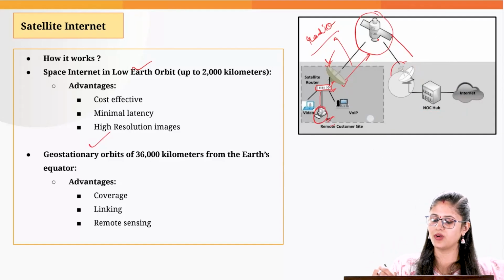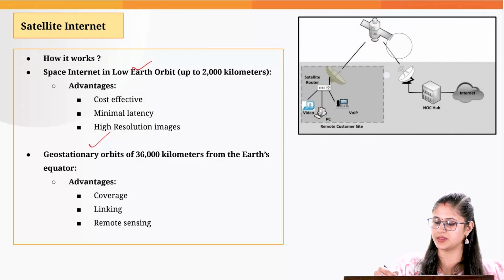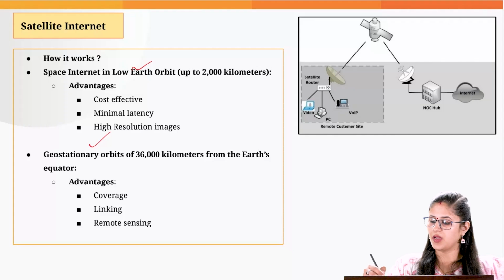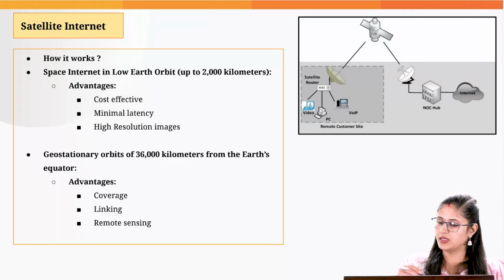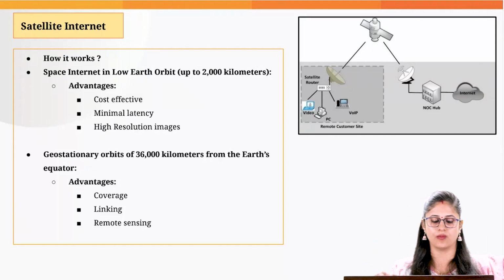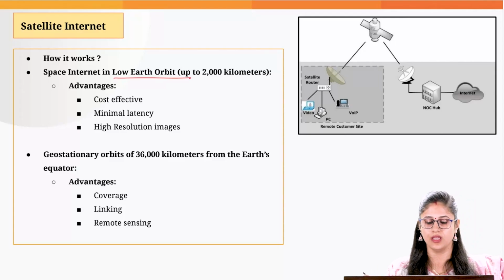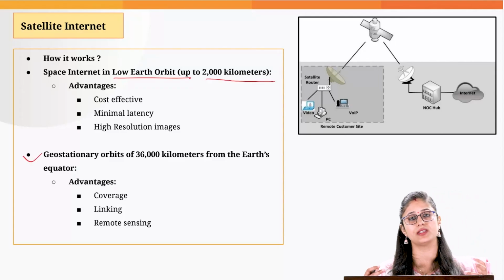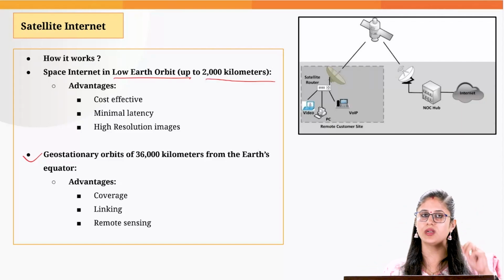Herein we are not making use of optical fibers. We are making use of a satellite which is there in space. Now, as I told you, we can place this satellite in two orbits. One is lower Earth orbit, which is up to 2000 km. The other is the geostationary orbit. What are the advantages if I place a satellite in the lower Earth orbit?